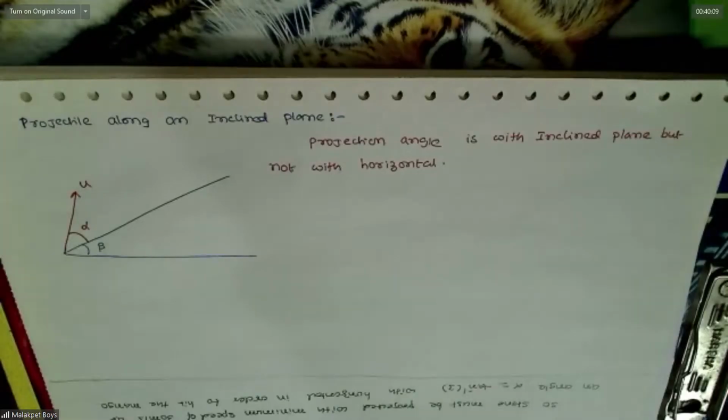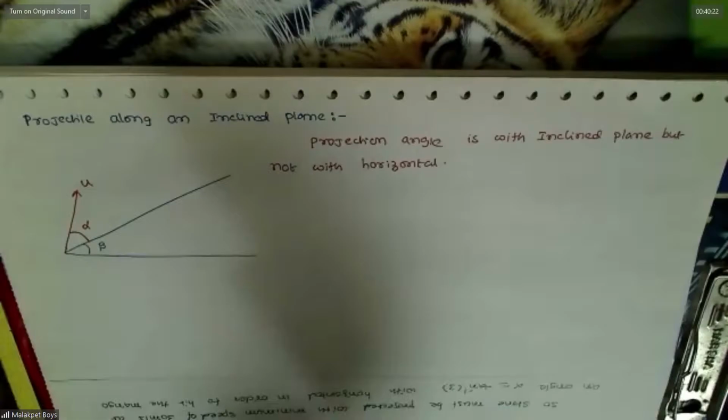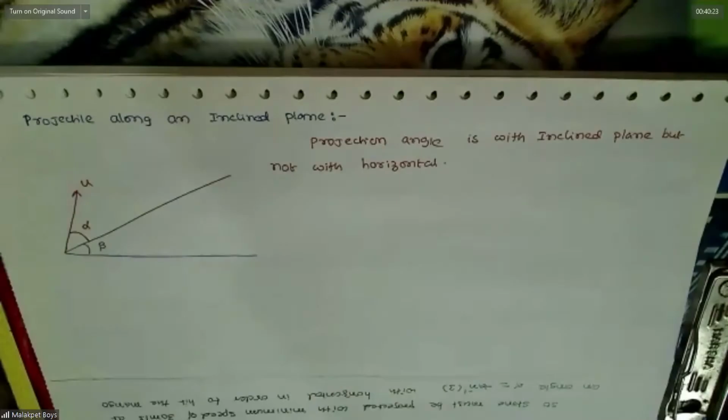Now he'll be asking what is the range, your time of flight, all that. The analysis remains the same only. We have to find the range, time of flight, maximum height attained and all. The only basic thing we have is choose this direction as x and this as y. That's so simple. Then you can resolve this.